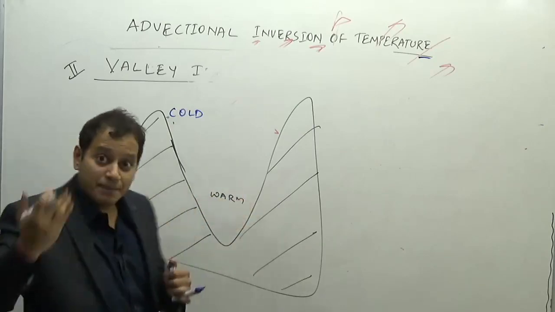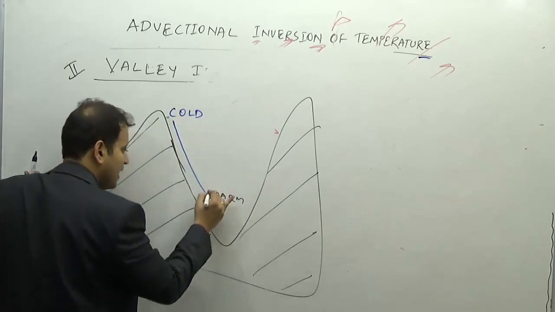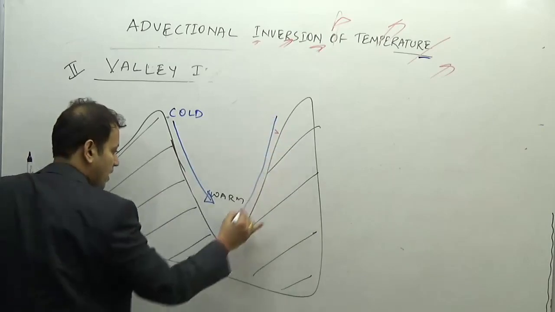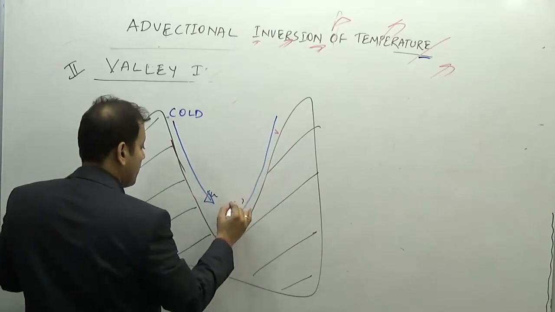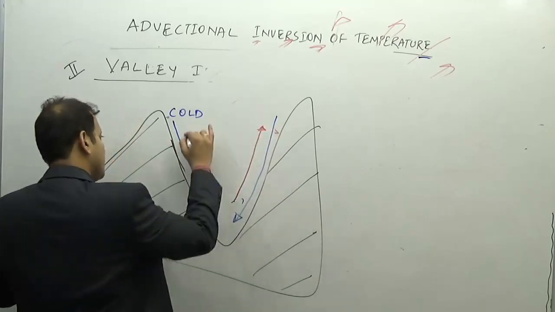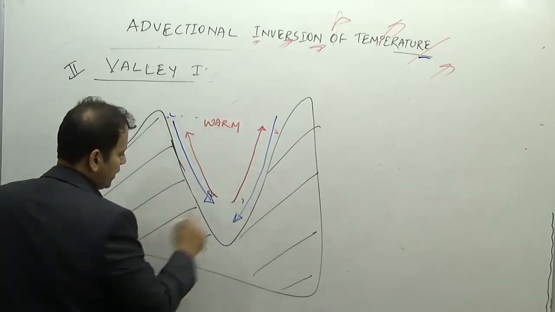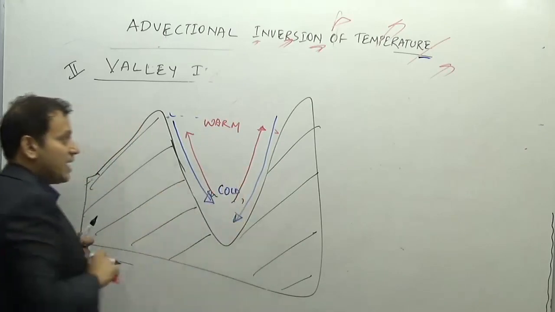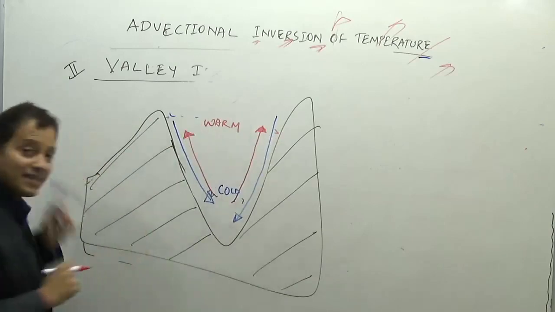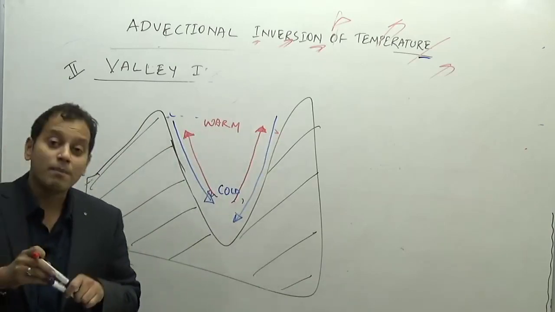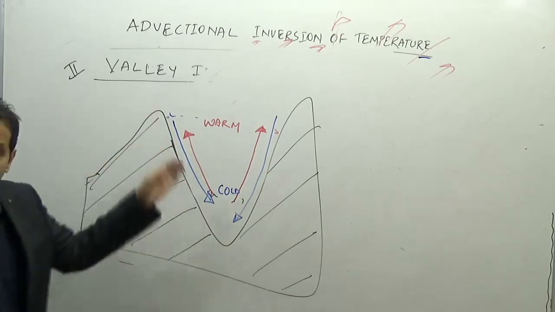But the cold air being heavier, it sinks downwards and it pushes the warm air above, resulting in a condition where there is warm air above and the cold air is below. See the direction of these arrows? The arrows are this way. Such kind of an inversion is known as a valley inversion. It is also a part of an advectional inversion because this involves vertical movement of the air.